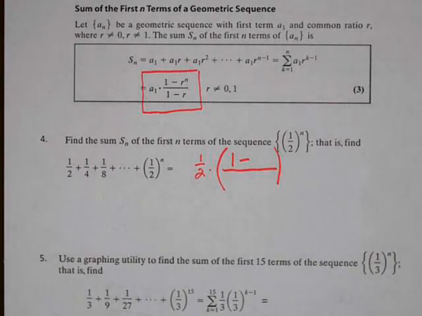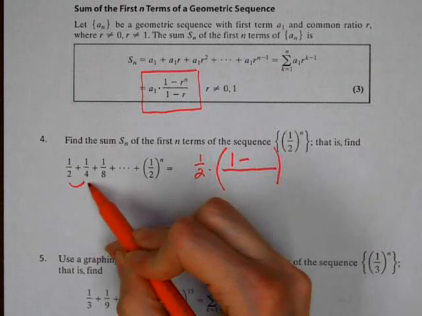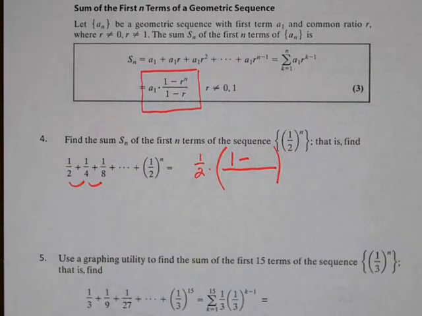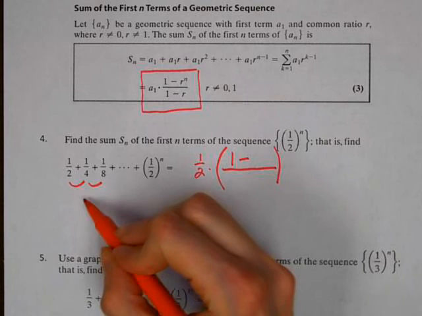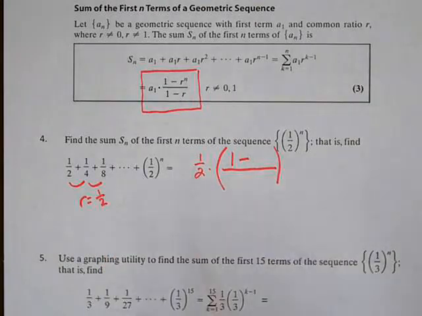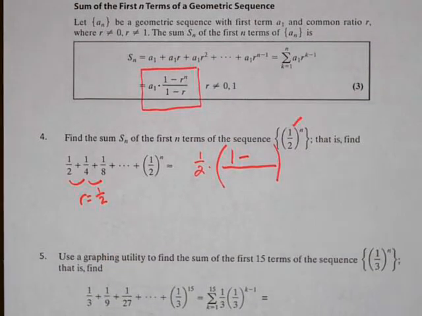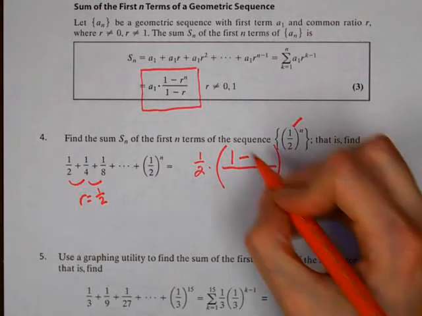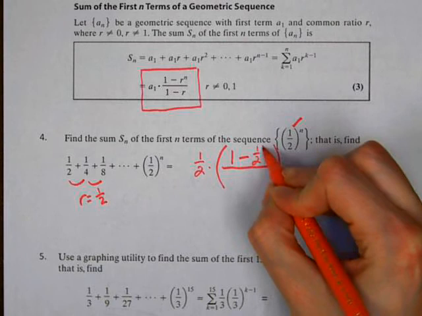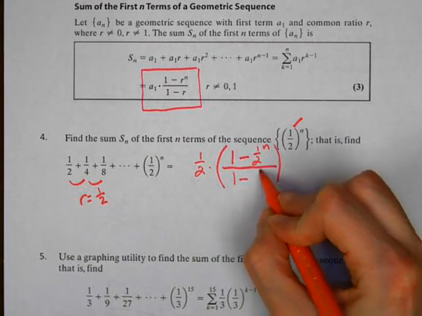Okay, how do we find r? How do you get from term to term? What are we multiplying by? And hopefully you guys are saying 1/2. Well, I guess you could have seen that here too. You're just multiplying by 1/2 every time. So r is going to be 1/2. So it's 1/2 to the n power over 1 minus 1/2.